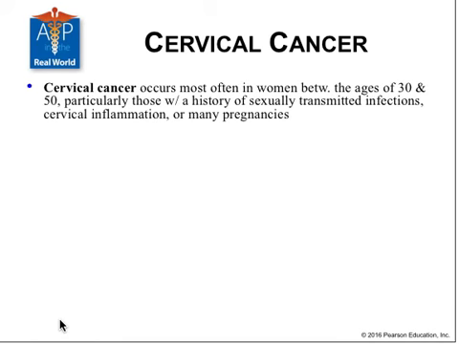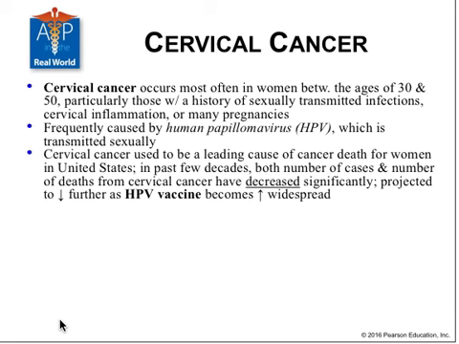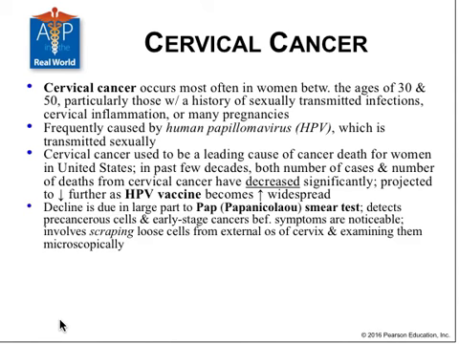Cervical cancer occurs most often in women between the ages of 30 and 50, particularly those with a history of sexually transmitted infections, cervical inflammation, or multiple pregnancy. It's frequently caused by HPV, which is transmitted sexually. Cervical cancer used to be the leading cause of cancer death for women in the U.S. in the past few decades. Both the number of cases and the number of deaths from cervical cancer have decreased significantly. It's projected to decrease further as HPV vaccines become more widespread.